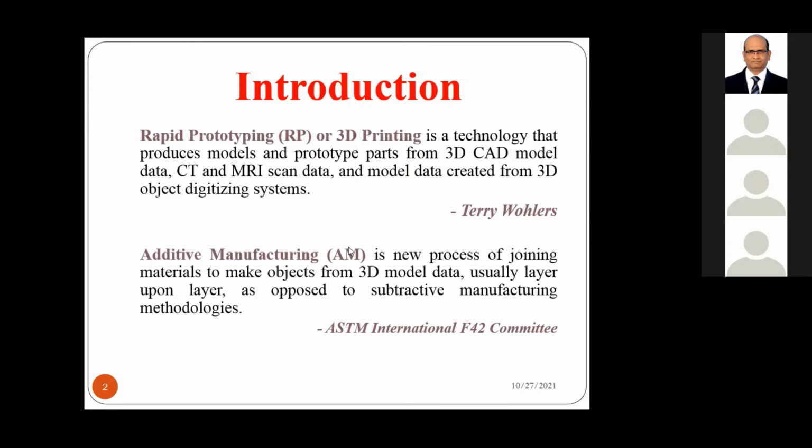Now we are making functional parts, so this is considered a manufacturing process. That's why we call it an additive manufacturing process. In the subtractive manufacturing process, we take one component and remove material. Whereas in the additive manufacturing process, we add layers one upon the other to make a component.